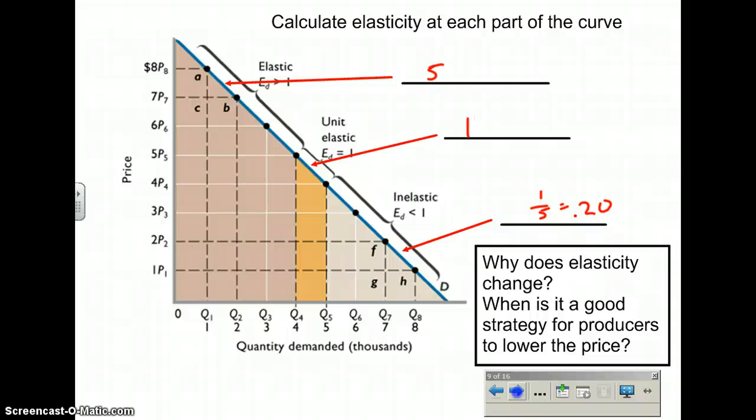$2 to $1 is a huge drop in price, 50%. However, the increase in quantity is relatively minor.